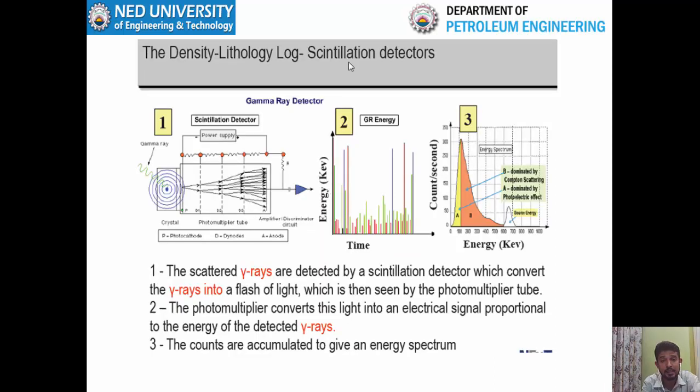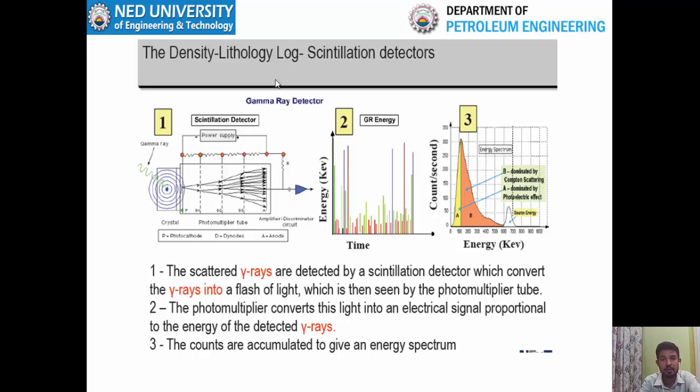We will see the detectors in the density tool are similar to the detectors we have seen in the gamma ray log. Remember that in the gamma ray log, the gamma ray tool measures the formation's natural radioactive response, and the gamma rays in the gamma ray log were the gamma rays that were coming naturally from the formation, the radiation the formation was naturally emitting.